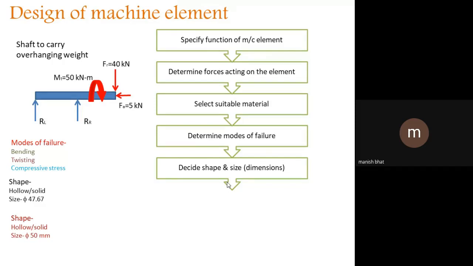Is it clearly understood to all? We have learned four steps in the design of a machine element, which starts from specifying the function of the machine element. The next step is to determine forces acting on the machine element. In the third step, we have to choose a suitable material. Then we determine modes of failure.